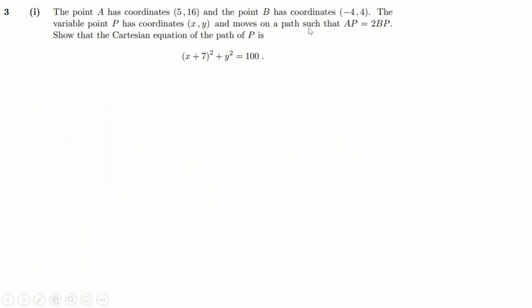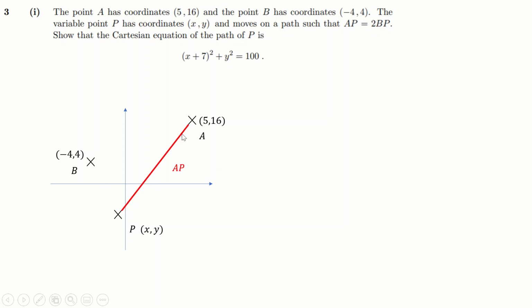A point has coordinate this and this. Whenever you're given something like this, just put down a quick sketch. So I'm going to put down this point roughly where it might be, this point roughly where it might be, -4, 4. And then you've got a variable point at xy. So let's just put that down somewhere, there, xy. And it moves on a path such that the distance A to P is twice the distance B to P.